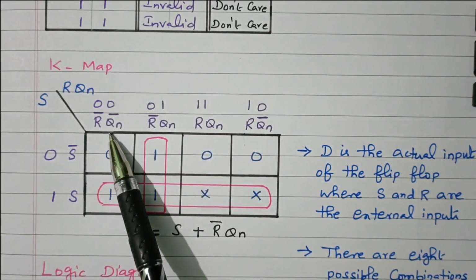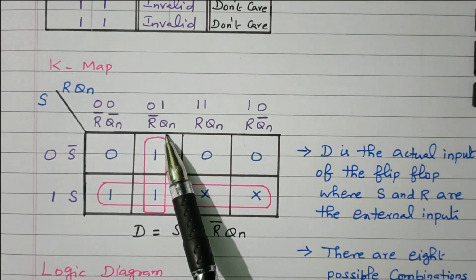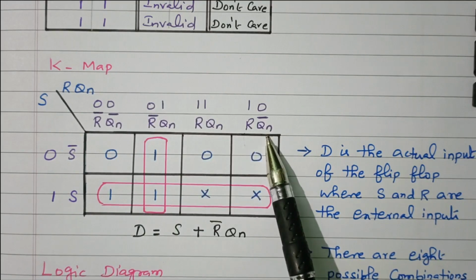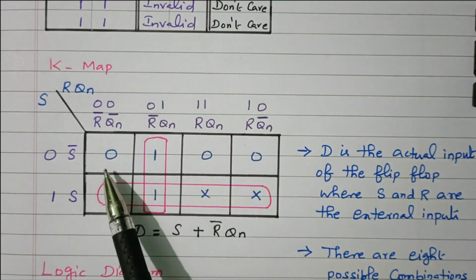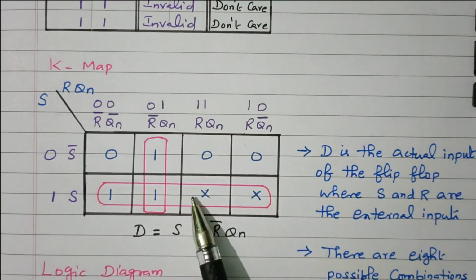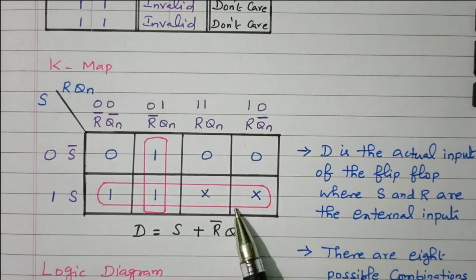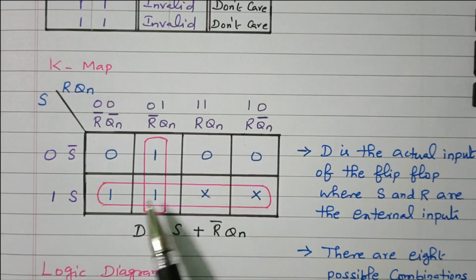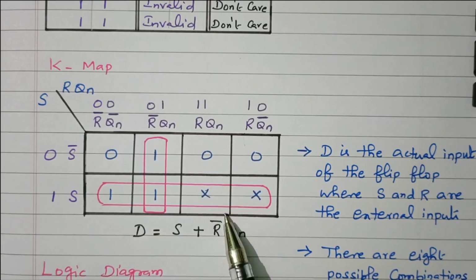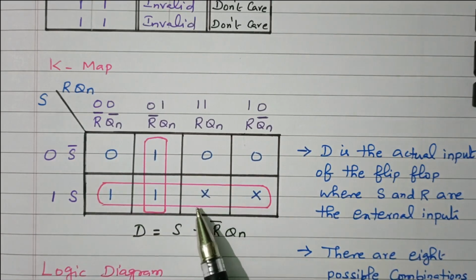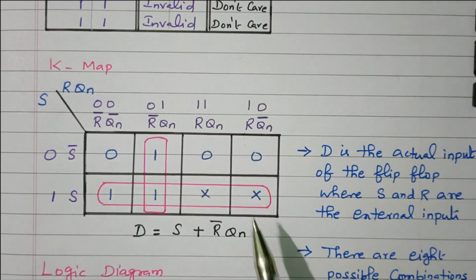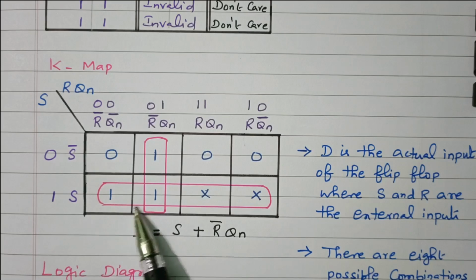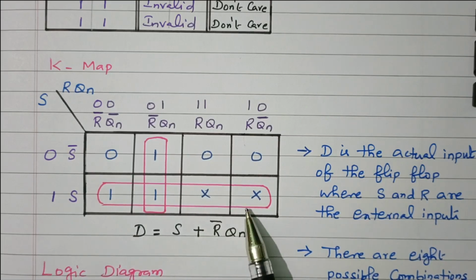R bar, Qn bar, 0, 0. R bar, Qn, 0, 1. R, Qn, 1, 1. R, Qn bar, 1, 0. Right? So this 8 column we can fill from the truth table. We know that this is 0, 1, 2, 3, 4, 5, 6, 7. So what is available in the truth table can be filled here, right? So these 3 are zeros, these 3 are ones, and these 2 are don't care conditions.